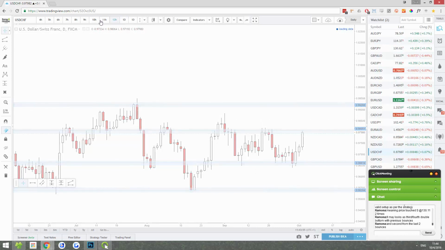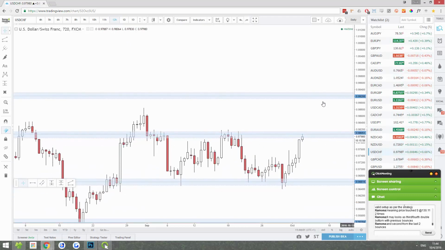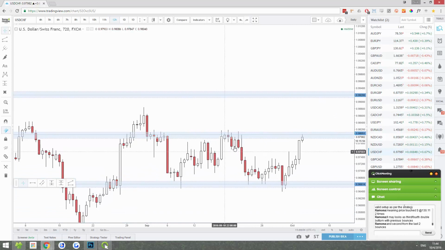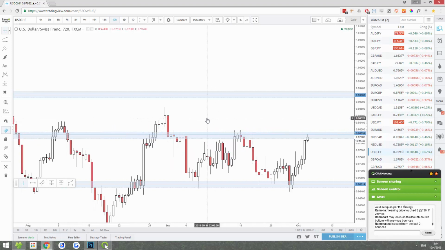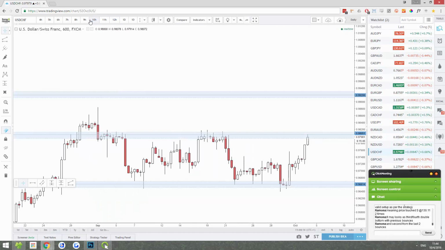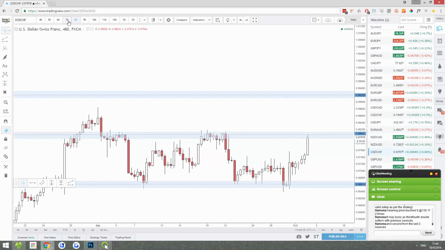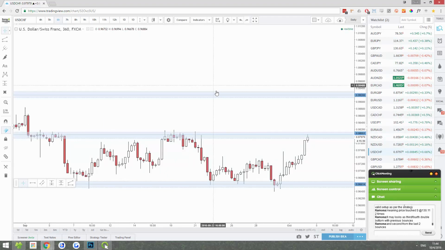Look at that. That is nice. That little indecision candle there. Very similar to last time it was up here. And you know the best thing about this potential setup here? Does anyone want to take a guess?